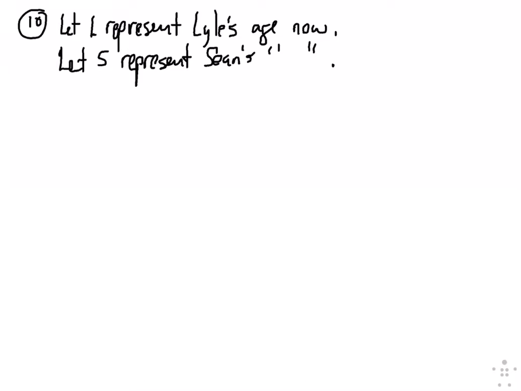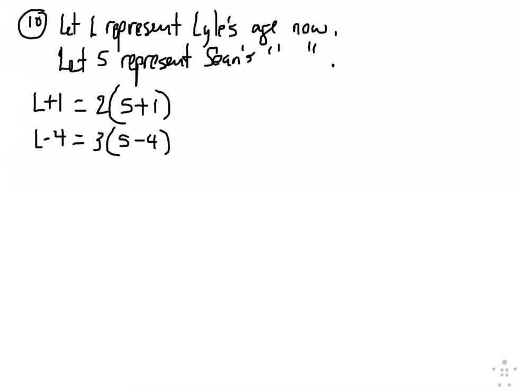So it says next year Lyle will be, that's L plus 1, next year. He will be twice as old as Sean will be. Again, twice as old as Sean will be next year, S plus 1. And then the next equation says 4 years ago Lyle was, so 4 years ago Lyle was L minus 4, 3 times as old as Sean was 4 years ago. So there's our two equations.